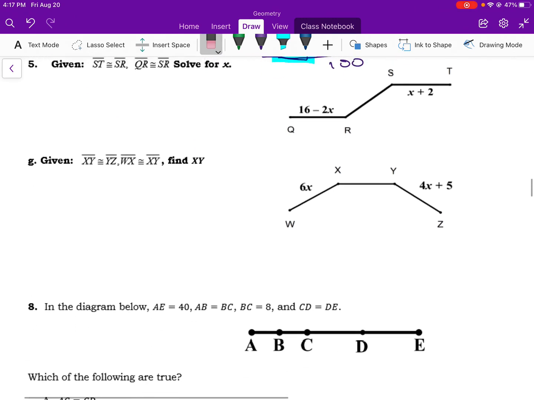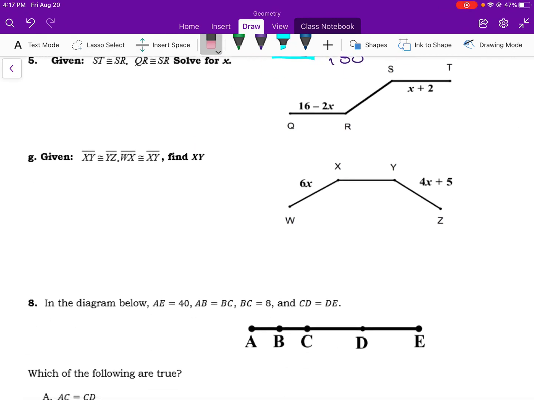Okay, now let's look at using some different notation here. They're telling us it's given that ST is congruent to SR, so these two lengths are the same. And then it's also telling us that QR is congruent to SR. So once again, all three of these are the same measure. If they're all the same measure, then they're congruent, so they're equal.